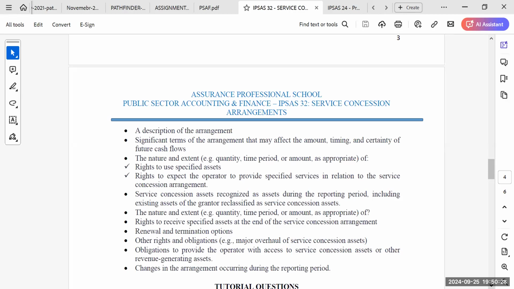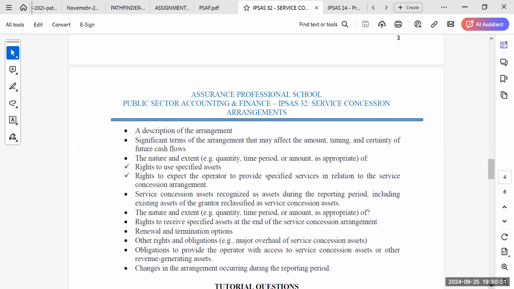Renewal and termination options. We have anything over there? Do we have any clause over there that is stating that if a party to the arrangement violates maybe a term, there will be a termination or there will be a renewal after the concession period? Is there anything over there? If there's something over there, you have to also disclose that one.